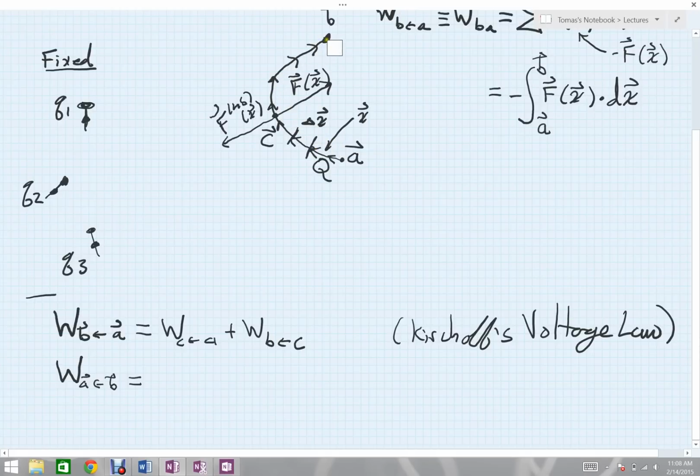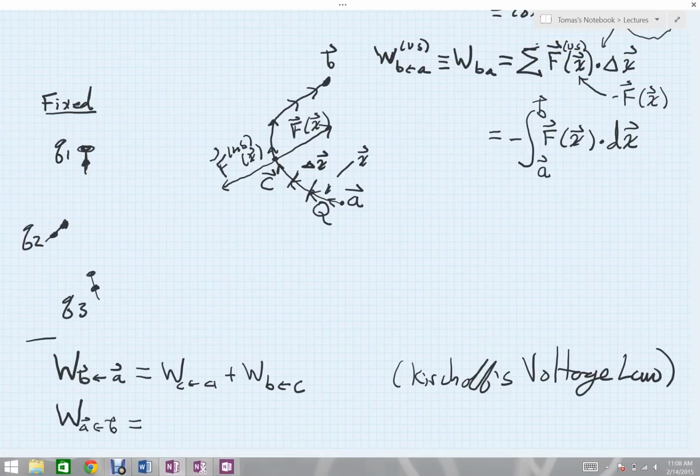But when I reverse my path and go from B to A, you'll notice all of my little displacement vectors are now pointing in the opposite direction. That would flip the sign on my delta x's and would flip the sign of the work I'm doing in each segment, and so I'd expect an overall minus sign to ensue. You'll notice also, if you just think about the definition of an integral, if I flip the order of integration, because now I'm going from B to A instead of from A to B, that's always associated with a change in the sign of the integral.